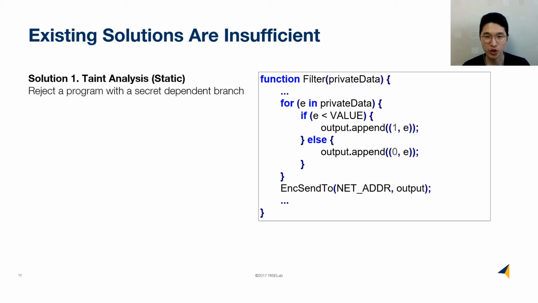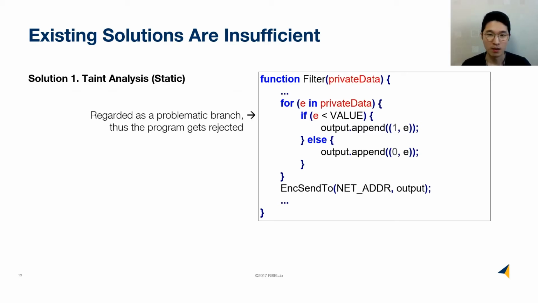The first existing approach is taint analysis. In this approach, a checker does taint analysis to check if there is any branch condition based on private value. If so, it rejects a given algorithm. From the private data variable, the checker propagates the taint throughout the execution. The variable E in the for loop is tainted. This branch condition thus contains a private variable E. Since the checker found a problematic branch predicate, it rejects this program. However, this program is actually oblivious, so this is a wrong judgment.